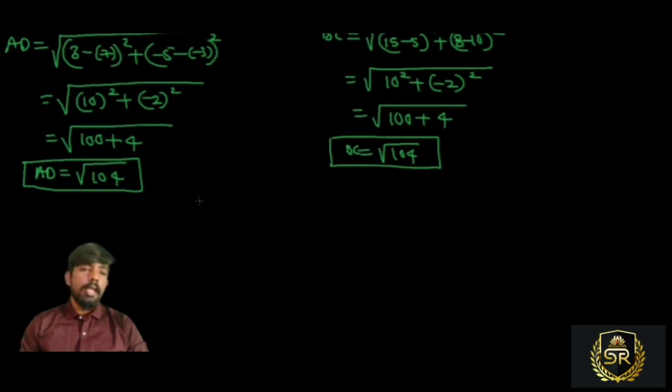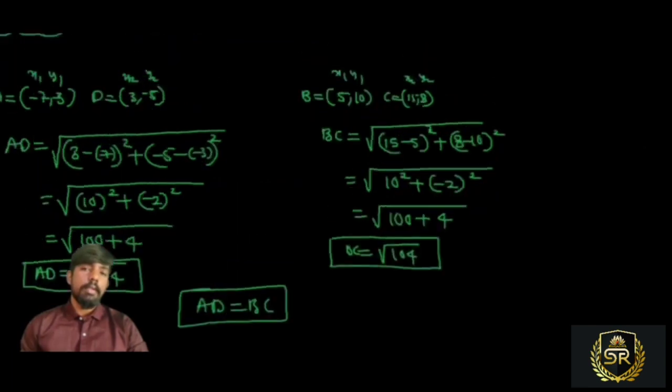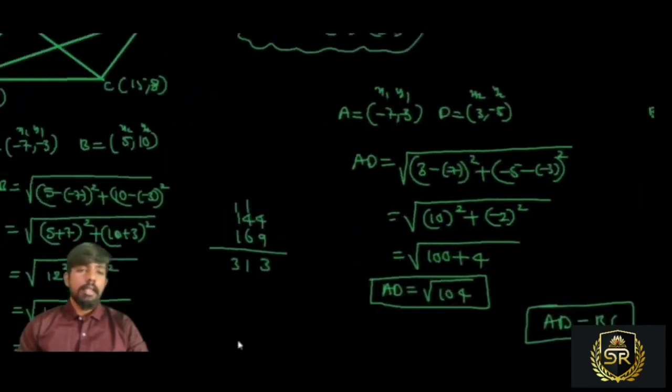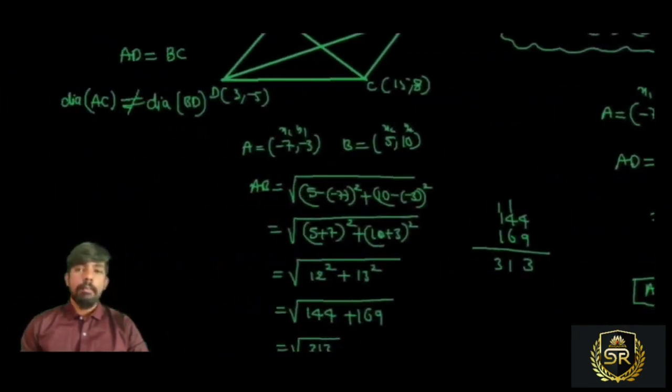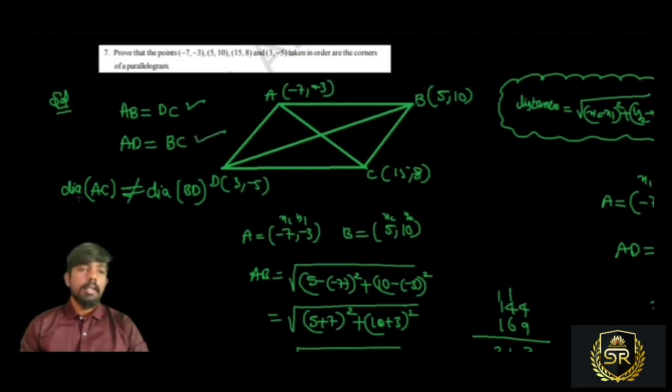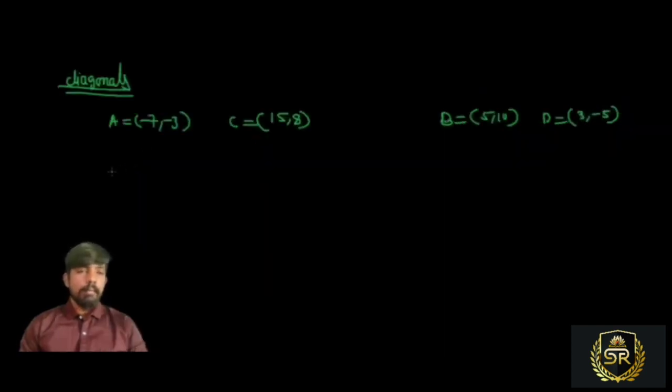Hence BC distance is also equal. Therefore AD is equal to BC. The distances are equal. Next, we proved these two. Next, we find AC, a diagonal, and BD, a diagonal. AC distance find, BD distance find. Therefore both are not equal.